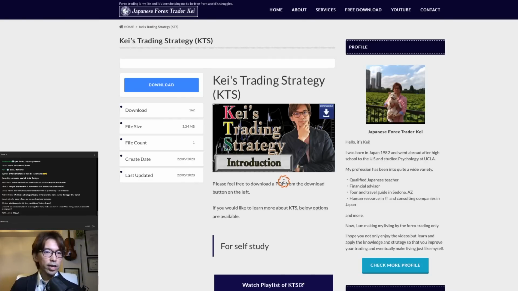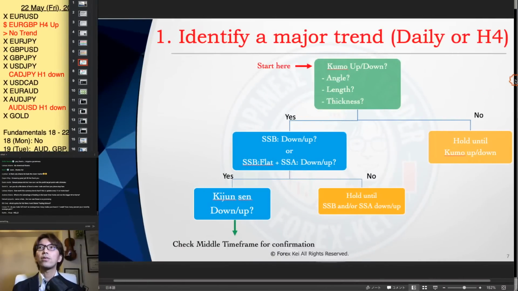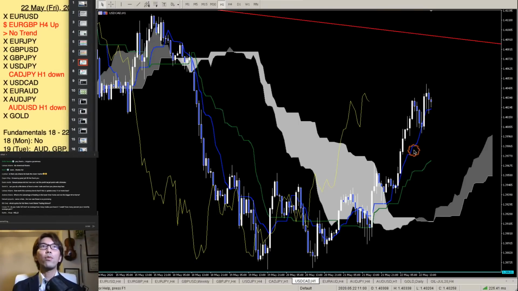What's the advantage of trading in the lower time frame and not the bigger time frame? The advantage to take trades on lower time frames is that the stop loss can be as tight as possible. Because let's say if you look at the market right now, in a 1 hour chart, this is uptrend, right?